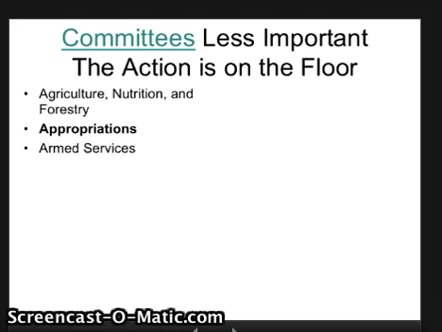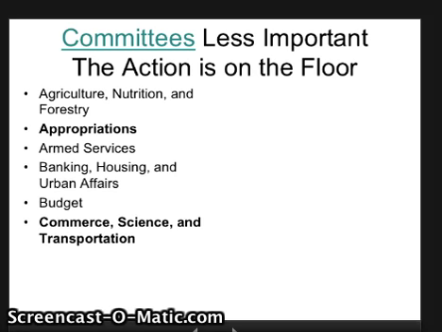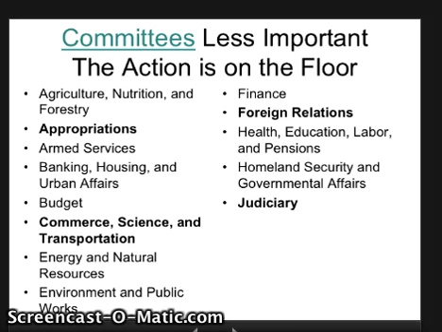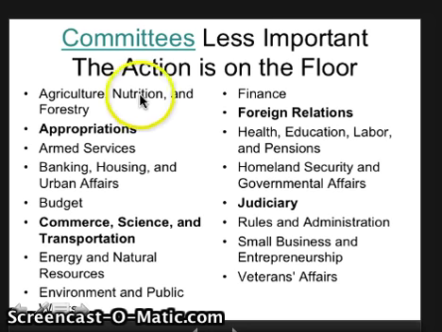Now, committees in the Senate are less important than in the House of Representatives because the real action takes place on the floor. That being said, there are a few key committees that everyone wants to be on. Appropriations, of course, is huge in the Senate because it, again, is where the money goes, and deciding where the money goes means you could direct some of it to your district. Commerce is in charge of business, so that's also very important. Budget could be considered important as well.